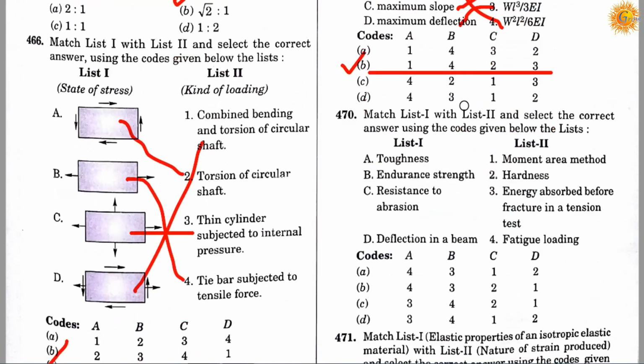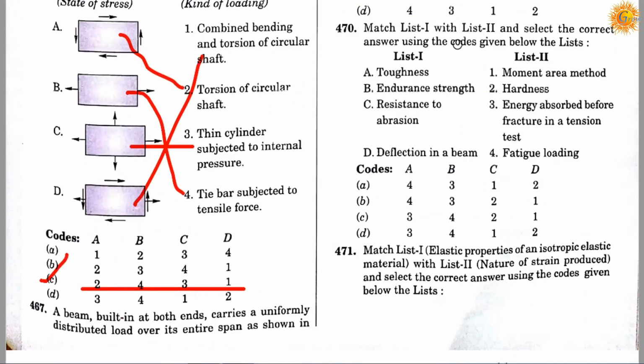Question number 470, match list first and second and select the correct answer using the codes. Here the correct answer is C, and according to C, for toughness, the correct answer is energy absorbed before fracture in a tension test. For the second, endurance strength, it will be fatigue loading. For option third, the resistance to abrasion, the correct answer will be 2, hardness. And for the fourth option, deflection in a beam, it will be the first moment area method.